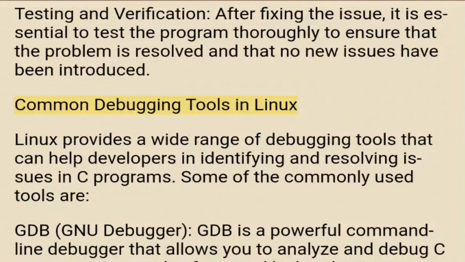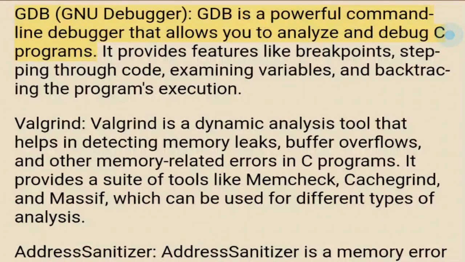Common debugging tools in Linux. Linux provides a wide range of debugging tools that can help developers in identifying and resolving issues in C programs. Some of the commonly used tools are GDB, the GNU Debugger. GDB is a powerful command line debugger that allows you to analyze and debug C programs. It provides features like breakpoints, stepping through code, examining variables, and backtracing the program's execution.